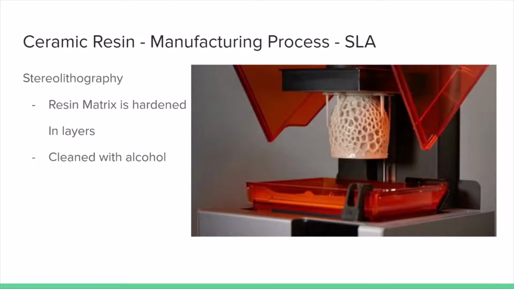In this process, a build plate is submerged into the resin matrix that has silica suspended in it, and a laser is used to harden that matrix in layers as the build plate moves up, creating the part. After the part has been made, it is cleaned with alcohol to remove any excess resin that may still be on it, and then the green part is required to be fired.